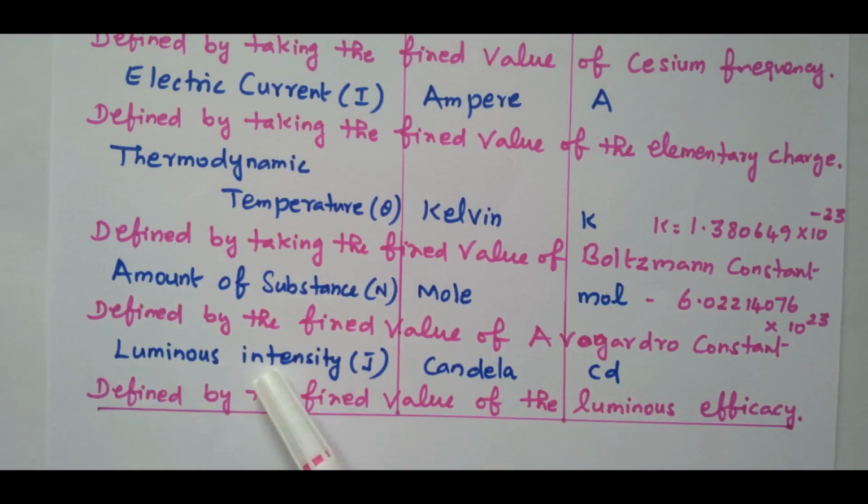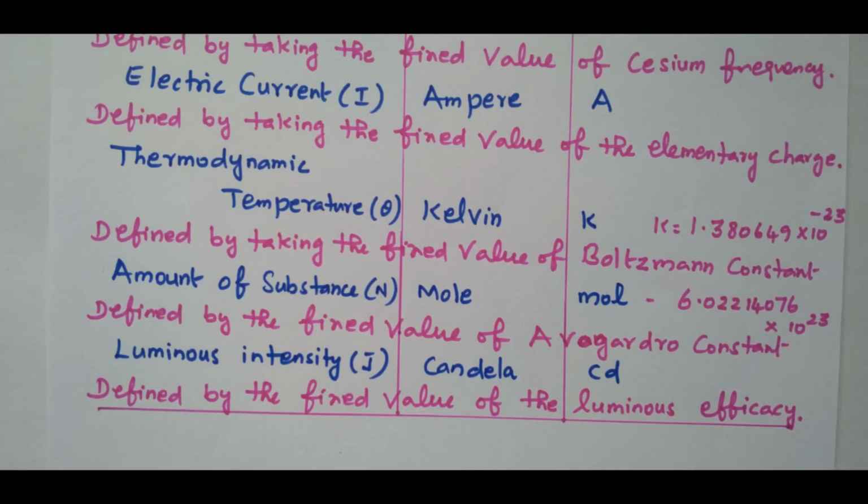Then luminous intensity. The intensity means the lighting. The unit is candela, symbol is cd. We know that this bulb is very bright, this one is less bright. We are easily telling the luminous intensity, but it is defined by the fixed value of luminous efficacy. From luminous efficacy, we are defining the candela. So these 7 are the very basic SI units.